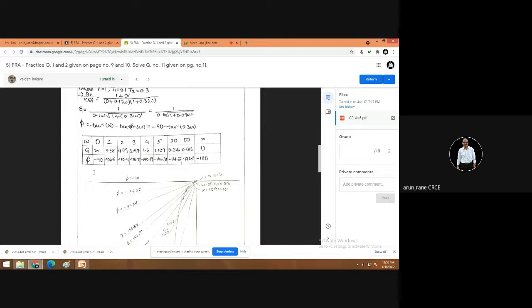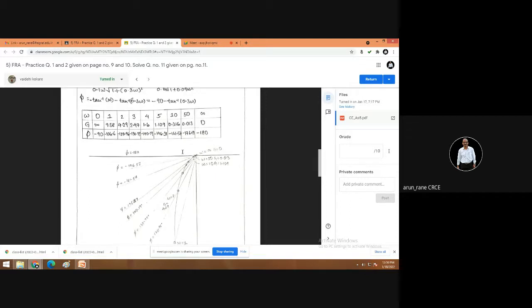Then phi, again substitute 0 here, so minus 90 minus this is 0, so it will be minus 90 only. And if you substitute infinity here, tan inverse of infinity is 90. So 90 minus 90, that will be minus 180. Now you are ready for drawing the graph.